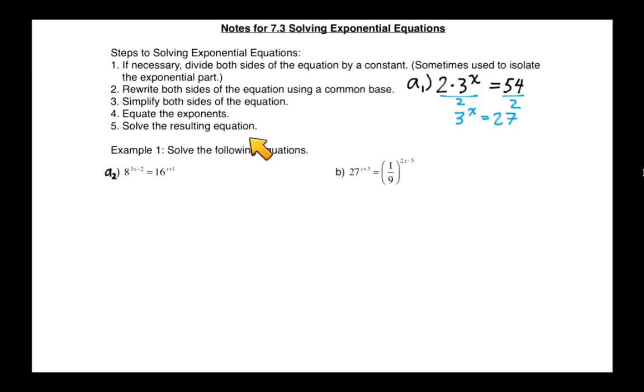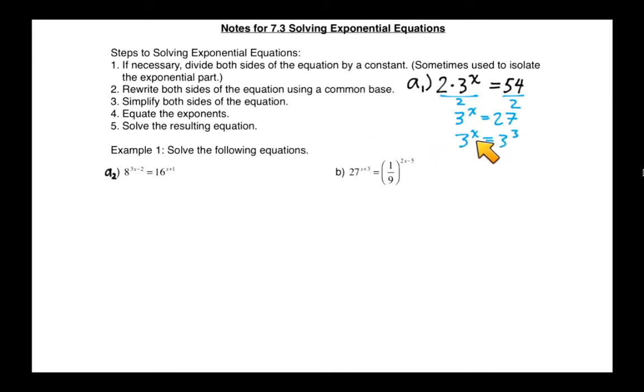And at this point, we can take a look at step 2, which is to rewrite both sides of the equation using a common base. So 3 to the x is one thing, and it currently has a base of 3. If you look at 27, if you know your powers of 3 well, you know that 27 is a power of 3, so you can rewrite the right side as 3 cubed. And at this point, you look at this step, it says simplify both sides of the equation. There isn't really any more simplifying that you need to do.